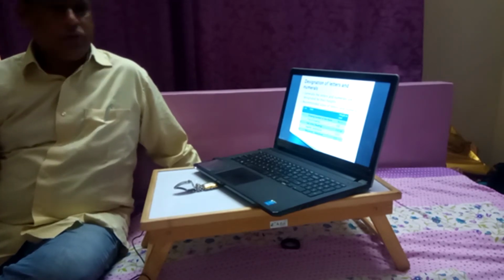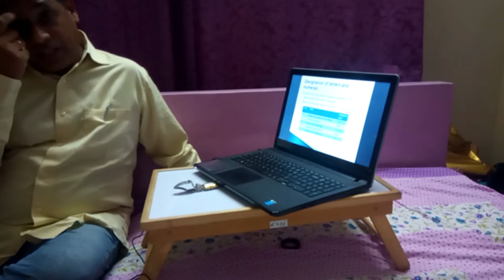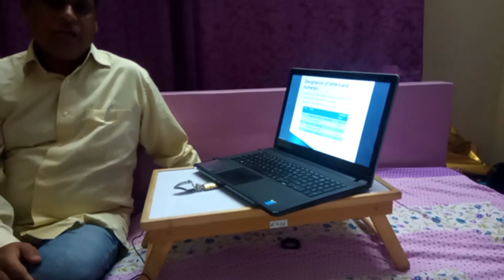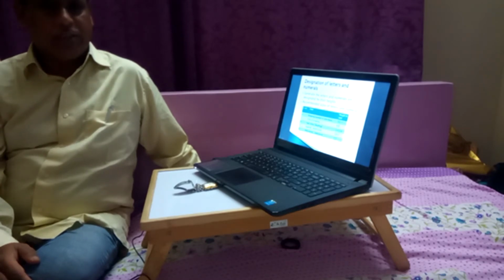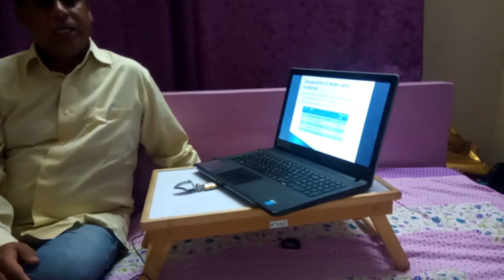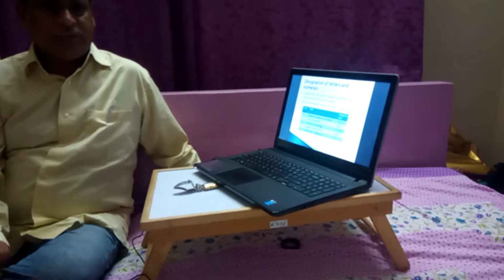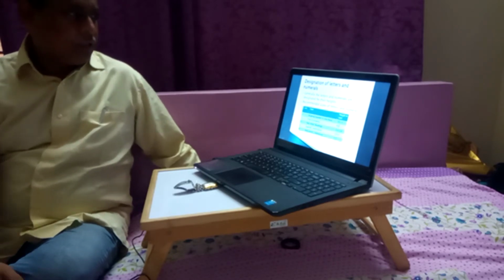Designation of letters and numerals. While specifying the height, the numerals and letters are designated with respect to their heights. When we say some designation, it means the height of the letter, such as size 10 or size 14. So letters and numerals are designated with respect to their heights.